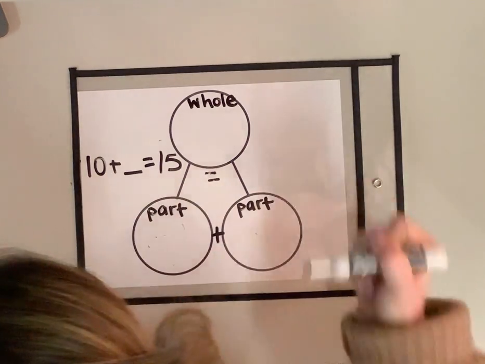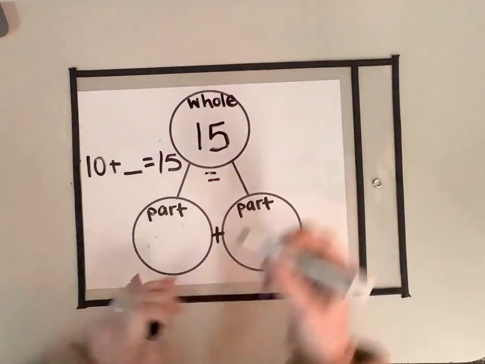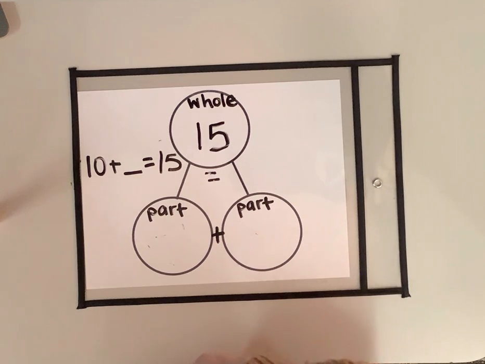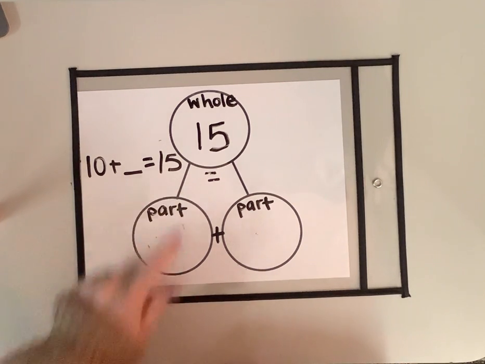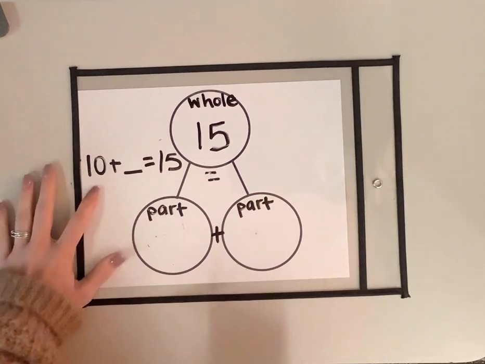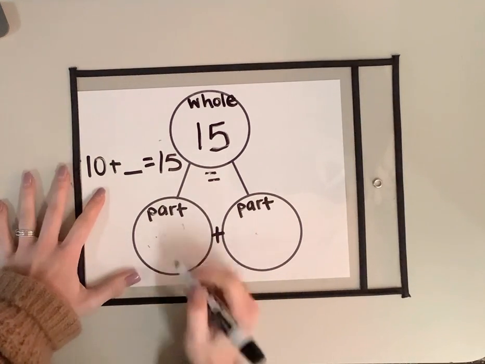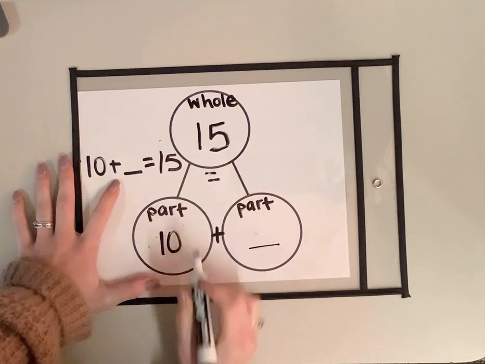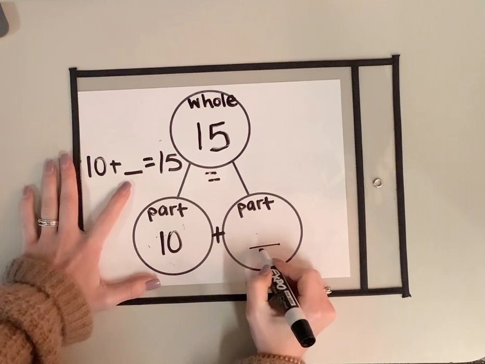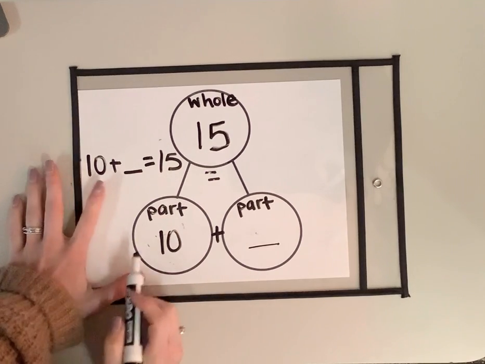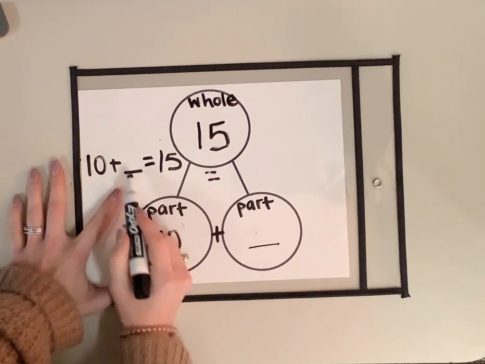That's right, my whole is 15 because it's my biggest number in the problem. That's what we're trying to get to. Now, I remember my parts. One of them is already given to me, and it needs to go here. What is my part that's already given to me in the problem? That's right, it's 10 because I already put 15 as my whole. 10 plus blank equals 15. I don't know my other part yet because they didn't give it to me. This is my change. I'm going from 10 to 15. We have to figure out how many it takes to get there.